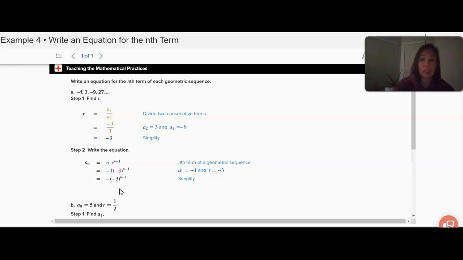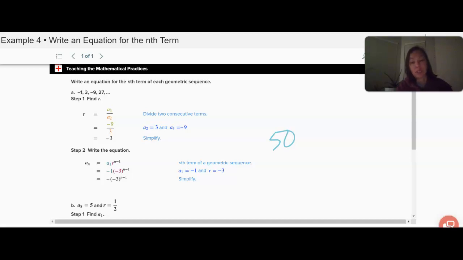So now, how is this helpful? Well, what if I wanted to find, like I said, the 50th term of this sequence? Then all I have to do, instead of writing out multiply by negative 3, by negative 3, and by negative 3 50 times, is plug in 50 for n here, and that will give me the 50th term of that sequence.